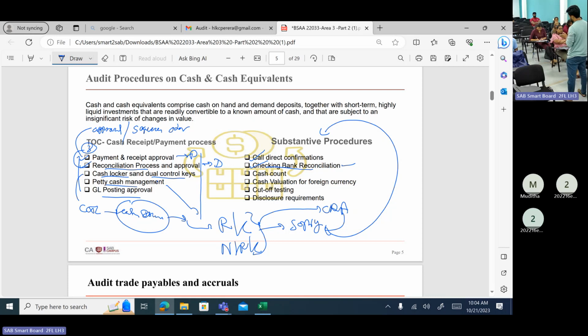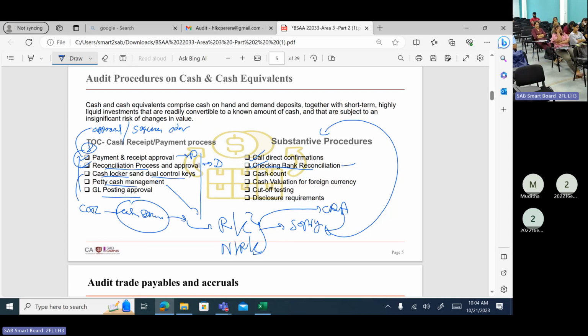Once you are sending that request, you are sending it open. Why? Sometimes if you ask what the balance is for this account, they only confirm that balance. If we have some more accounts that are not disclosed in the general ledger, we can understand through the open confirmation. Open confirmation is a technique you can use as an auditor.